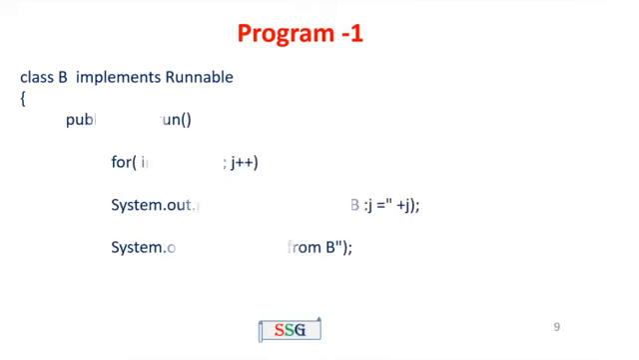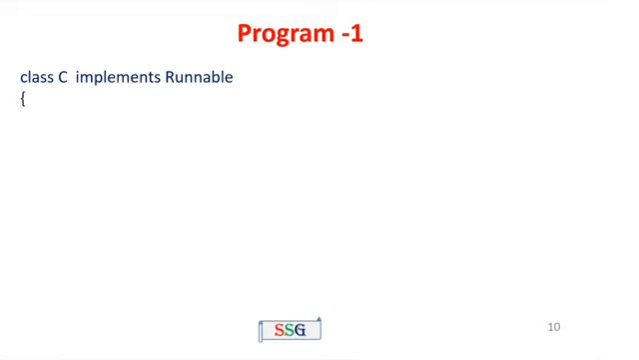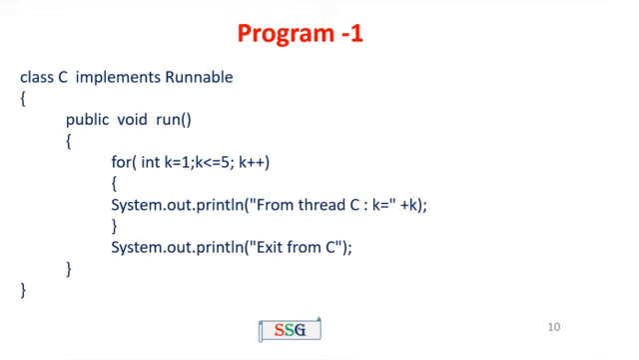Next, the second one, class B implements Runnable. Here also the same code, but only one change: the variable is changed from i to j. The same run method prints the j value from 1 to 5 and exit from B. Then the third one, class C implements Runnable. Here also we define the same public void run method. In this for loop we declare the variable k equal to 1 to 5 and print all the values from 1 to 5, then exit from C.